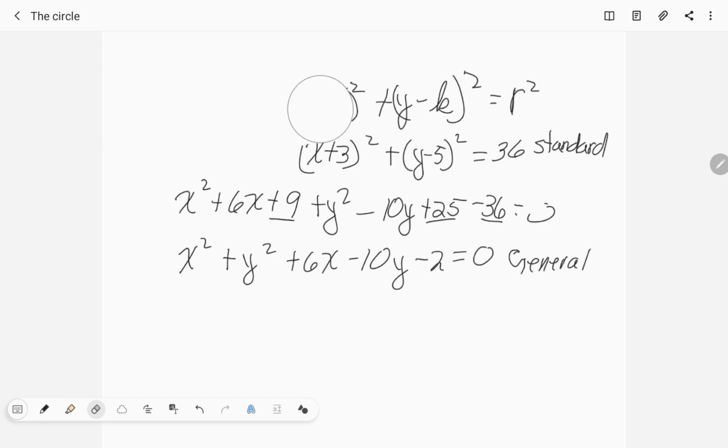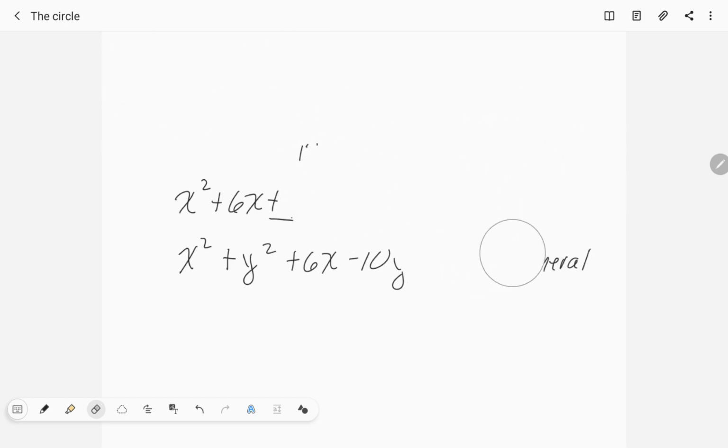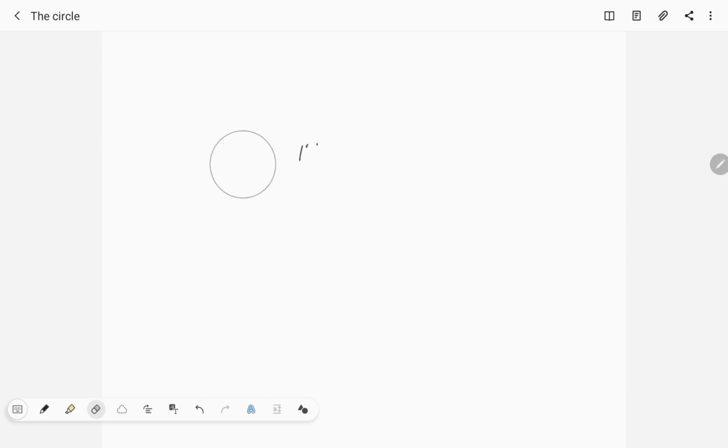Example number 2. They updated this little program. It used to have an erase all button. I don't see that anywhere anymore, so it's kind of annoying.